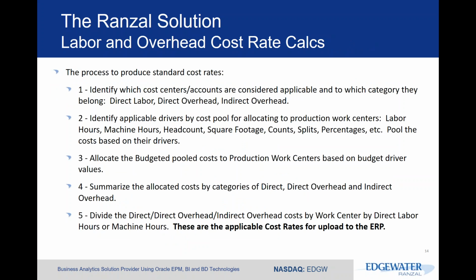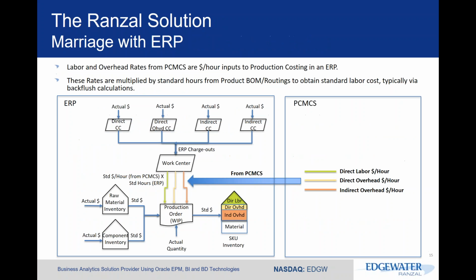So the process sequentially is reasonably straightforward. We identify which cost center account combinations are in the different categories. We identify the applicable drivers that we would be using. We would allocate our projected costs for the year based on the work centers, the drivers, and the expenses. We would summarize them by the categories. We merge the number of hours by the work center costs, and that generates the rate that we would ultimately upload to an ERP that's used to ultimately create the actual standard cost.